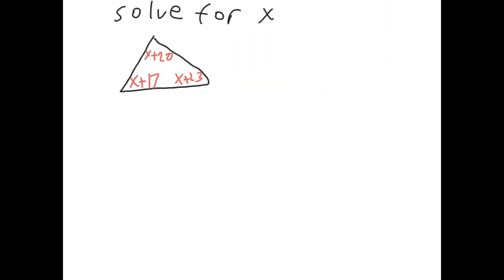Alright, now let's do some examples with this. So we have a triangle here, and the three angles are x plus 17, x plus 20, and x plus 23. And we need to solve for x. Well, we know if we add those three up, they'll equal 180, right? So, let's say x plus 17 plus x plus 20 plus x plus 23 equals 180.